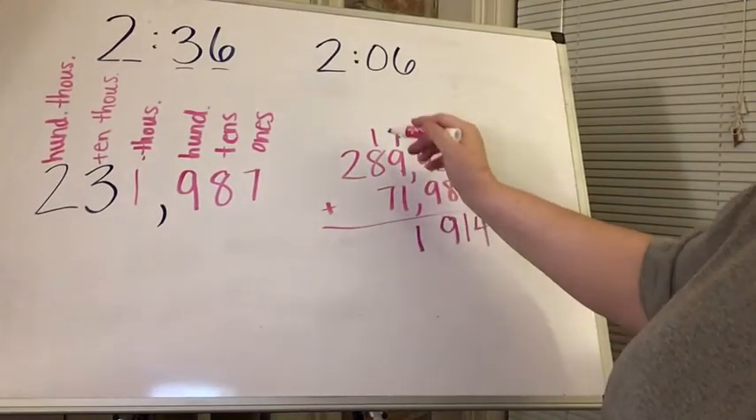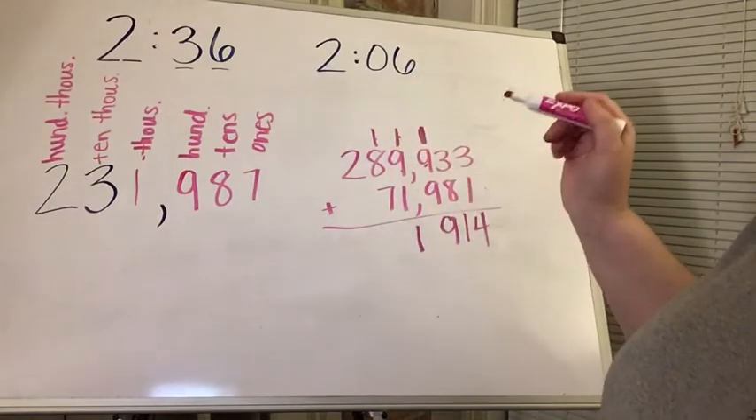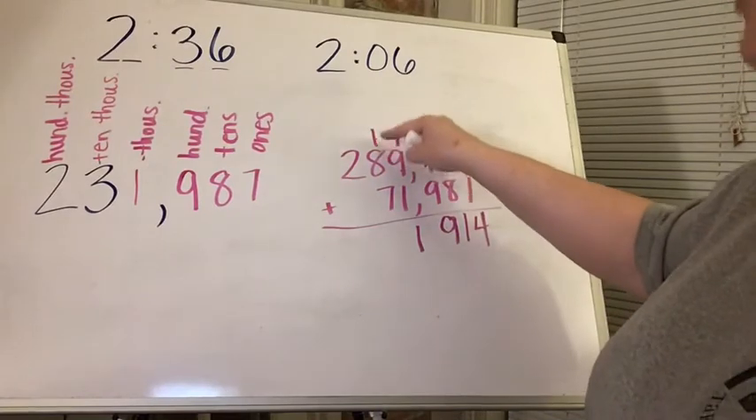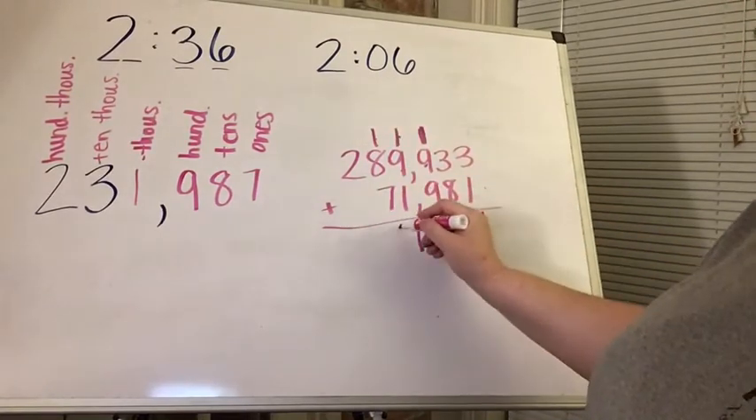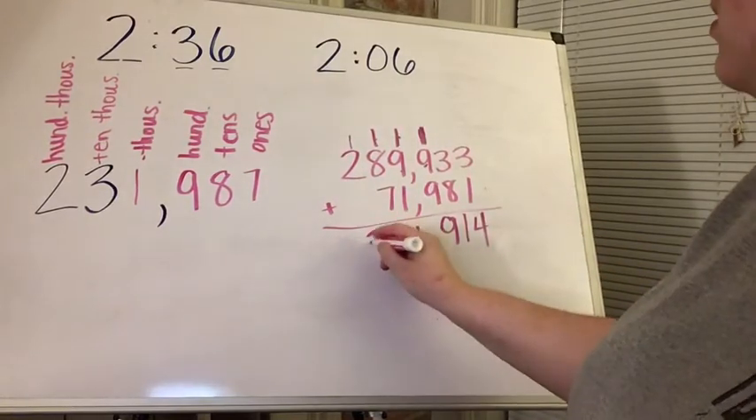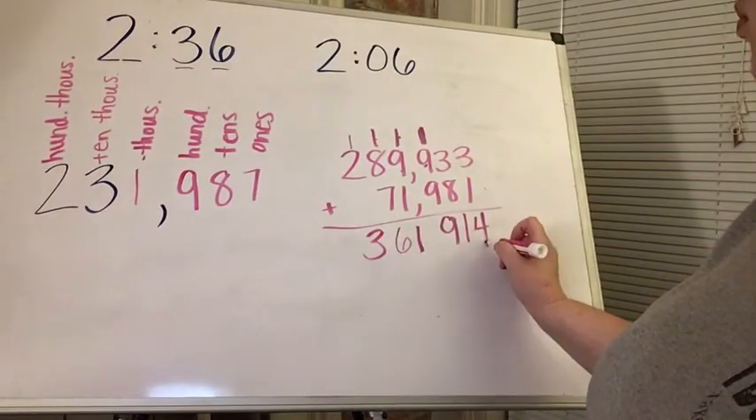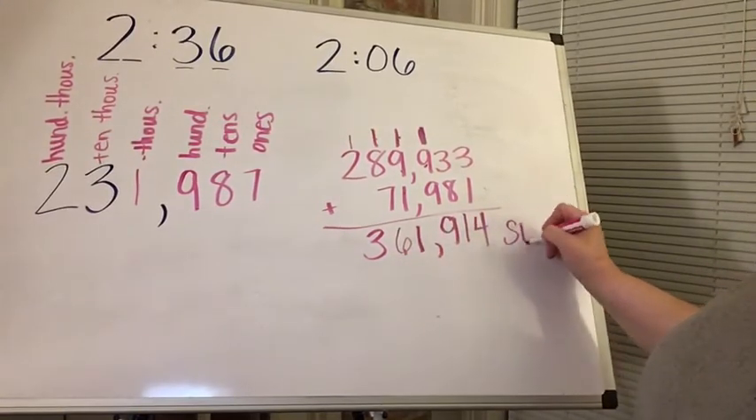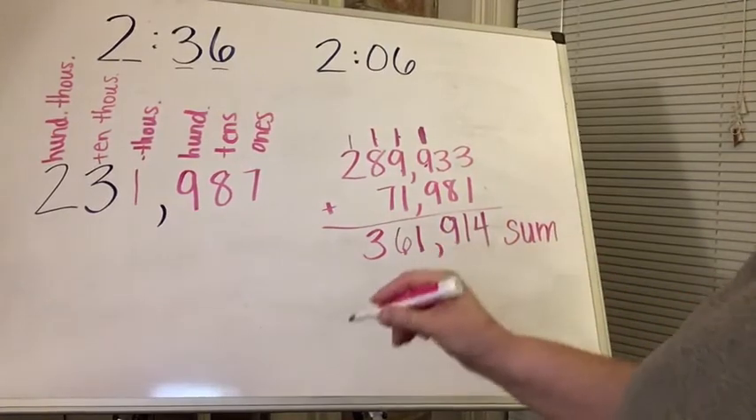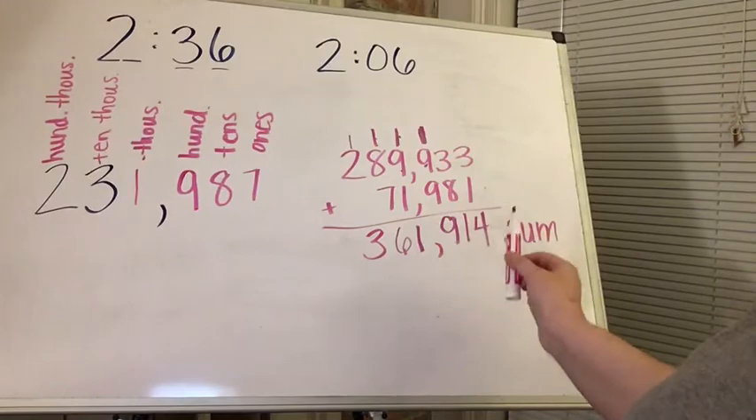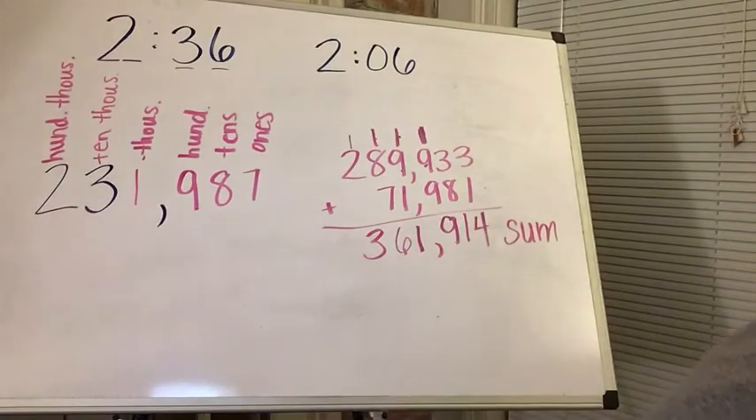9, 10, 11. 1, carry the 1 again. 8 plus 1 is 9. 9 plus 7 is 16. Carry the 1. 2 plus 1 is 3. And you'll do 1, 2, 3, comma. So the sum, did you remember that word? The sum is 361,914. Okay?